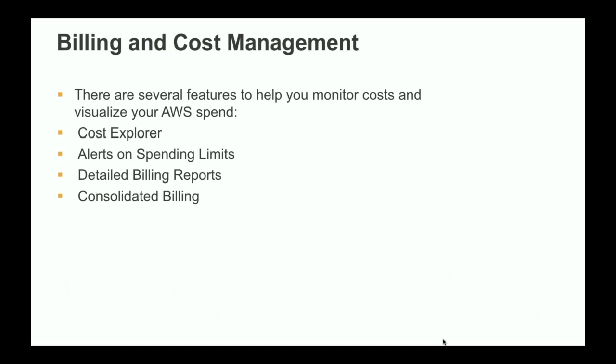Now, billing and cost management. I talked about cost optimization. We have several features in the AWS console to help you visualize and monitor your spending. We have the Cost Explorer. You can make billing alerts, you can look at detailed billing reports, and also for corporate customers you can have consolidated billing, where you have a master account and then you can assign different accounts for your different departments or different projects and products, and you can pay your bill centrally and you can monitor the spending of your different organizational departments.